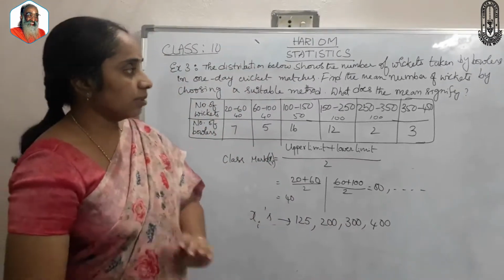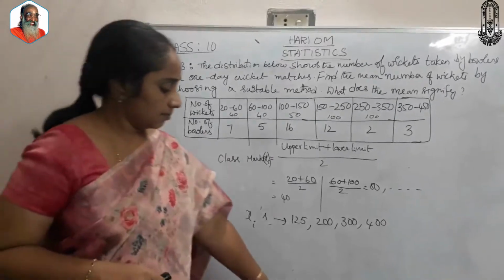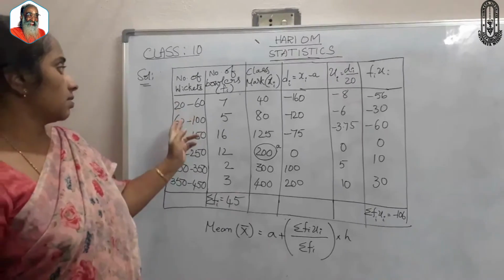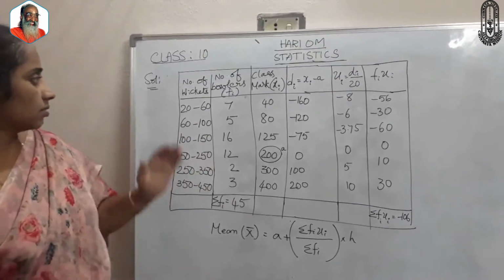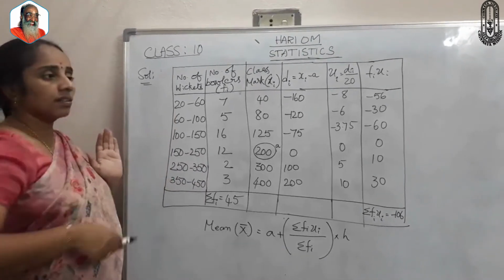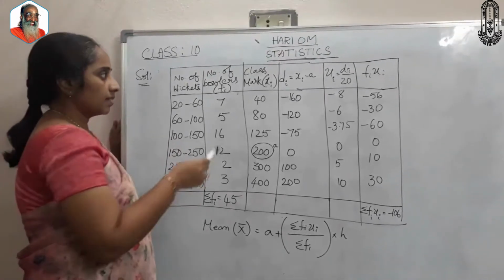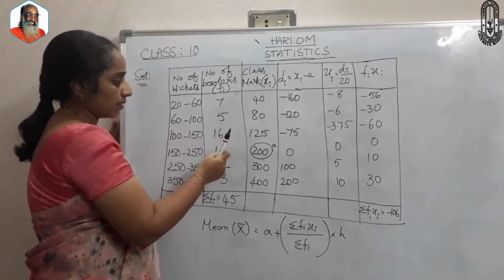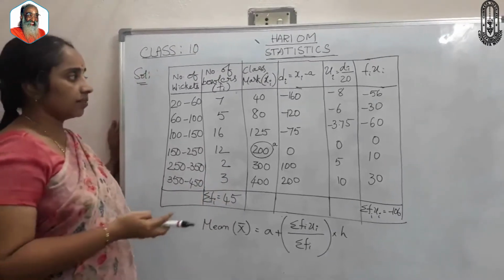Now we are going to form its table. In this example, the number of wickets is 20 to 60, 60 to 100, 100 to 150, 150 to 250. So the class interval is not the same throughout this data, so we go for the step deviation method. Here the fi's are 7, 5, 16, 12, 2, 3 and sigma fi is 45.